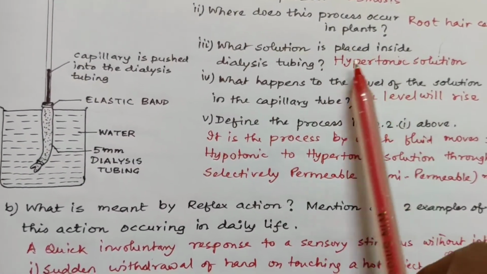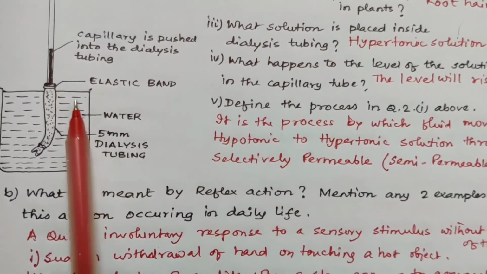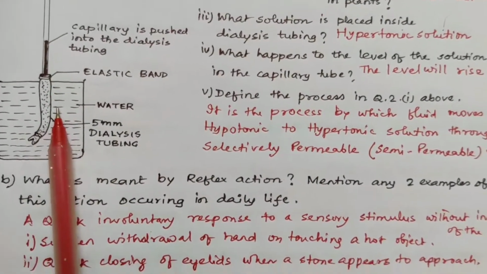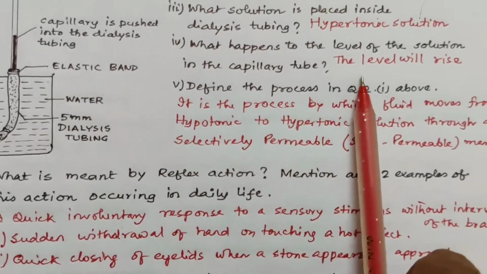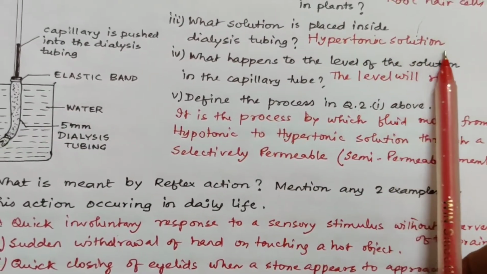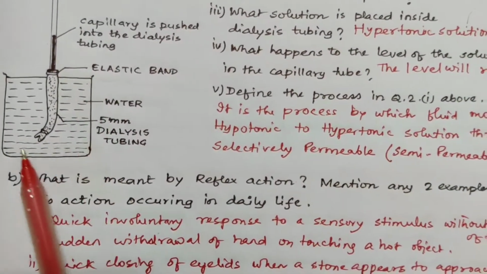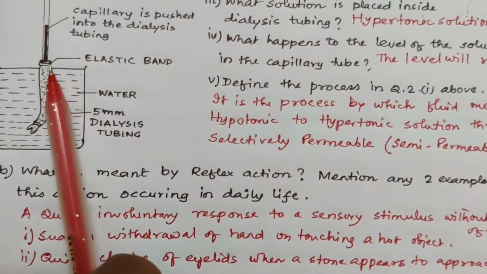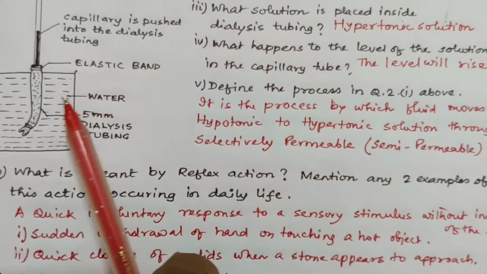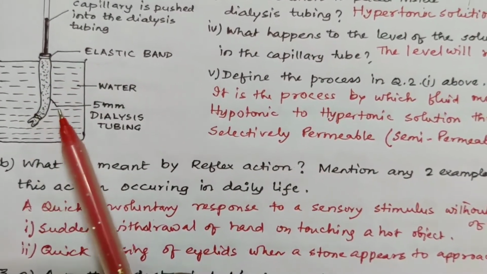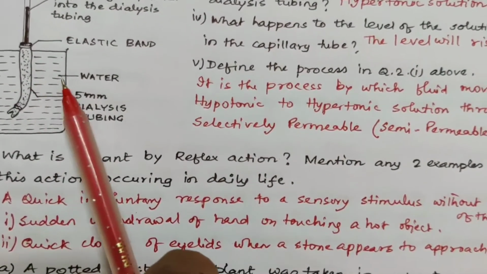What solution is placed inside the dialysis tubing? This one is dialysis tubing. What kind of solution must have been placed over here? Usually a hypertonic solution is placed here because outside there is water. Water is a hypotonic solution. So inside we always keep a hypertonic solution. That may be a solution of salt or a solution of sugar.